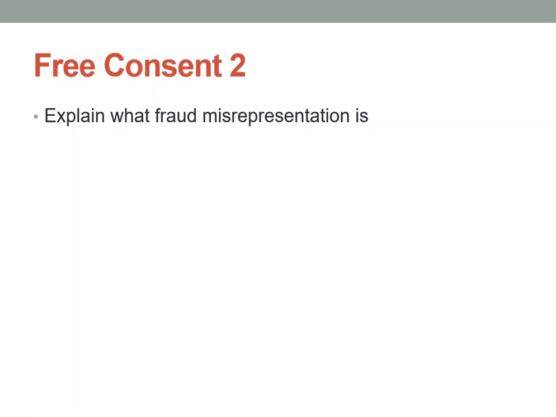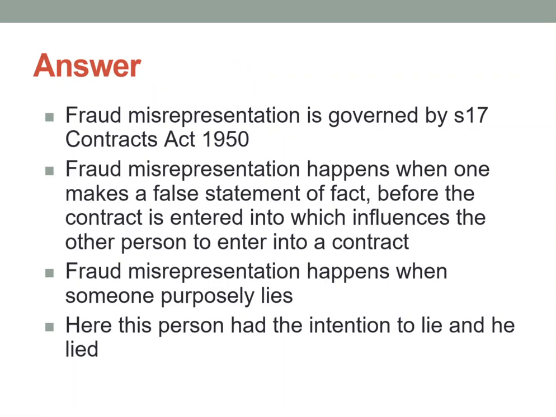Fraud misrepresentation is stated in section 17. So what you can say over here is, fraud misrepresentation is governed by section 17, Contracts Act 1950. Fraud misrepresentation happens when one makes a false statement of fact before the contract is entered into, which influences the other party to enter into a contract. It happens when someone purposely lies, i.e., he had the intention to lie. He knew whatever he's saying is not true, yet he made a statement. Okay?